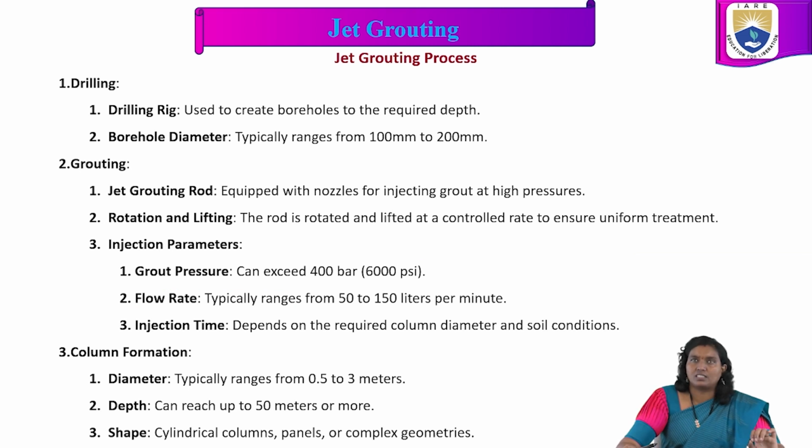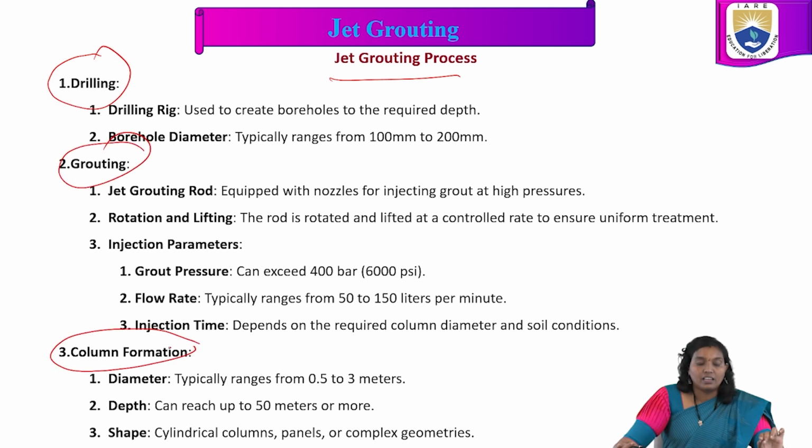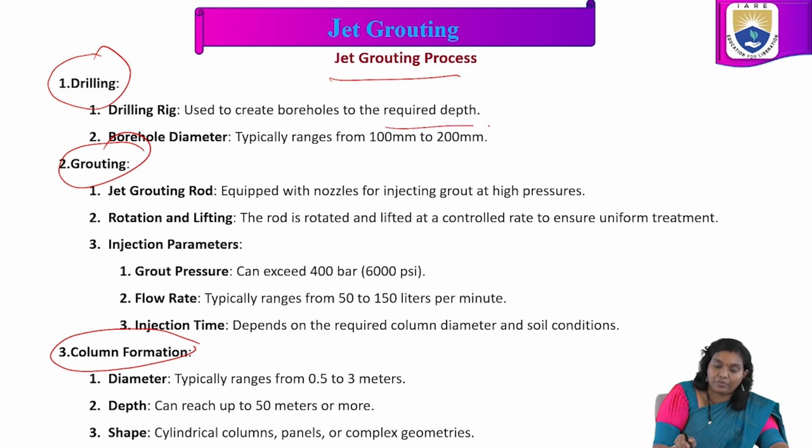Jet grouting process. Drilling, grouting, and column formation are the major steps involved in the jet grouting process. In drilling, the borehole diameter and reach are the parameters for understanding the jet grouting process. Drilling is used to create boreholes to the required depth, and the diameter typically ranges from 100 mm to 200 mm.